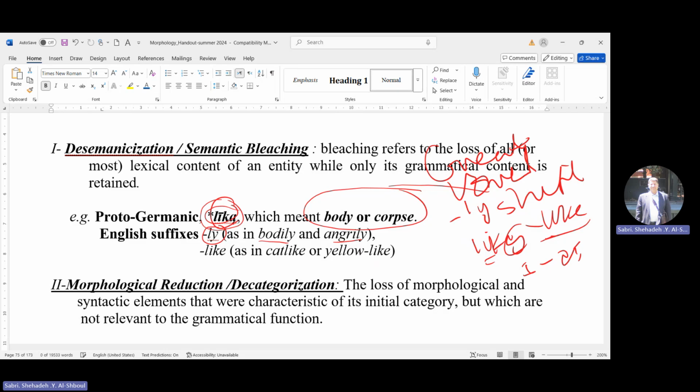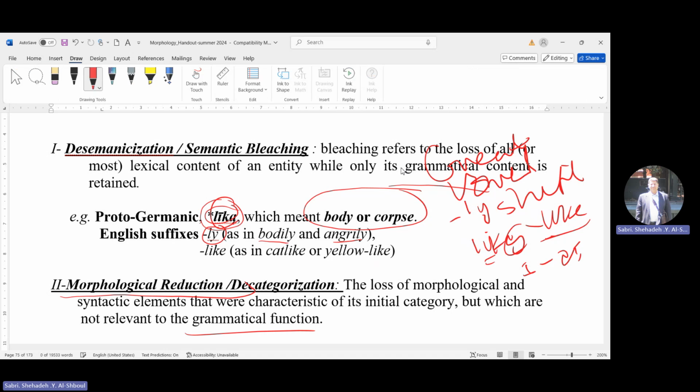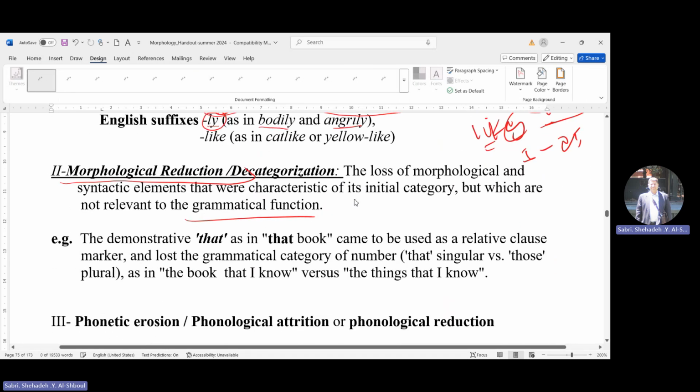Another process is called morphological reduction or decategorization. It is not only a target for desemanticization, I mean grammaticalization, but also a target for the loss of certain morphological and syntactic elements that have typically been characteristics of the initial category, but which are not relevant to the grammatical function. So this is evident in examples like the demonstrative that in English.